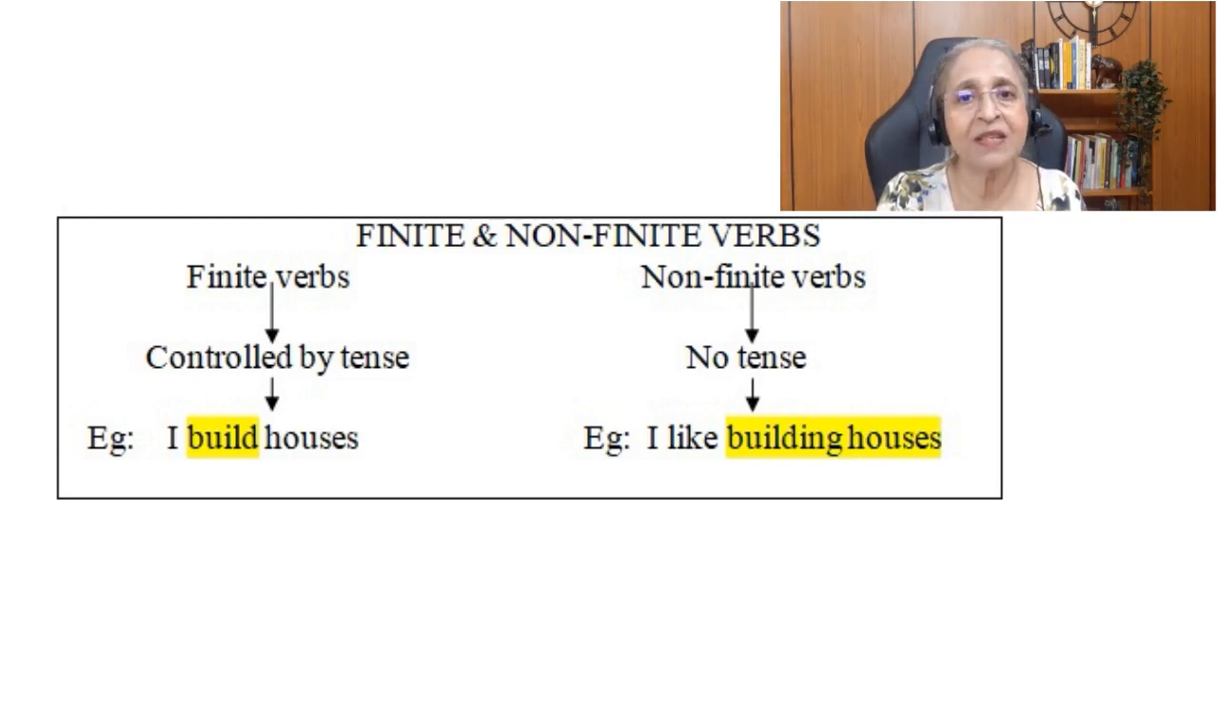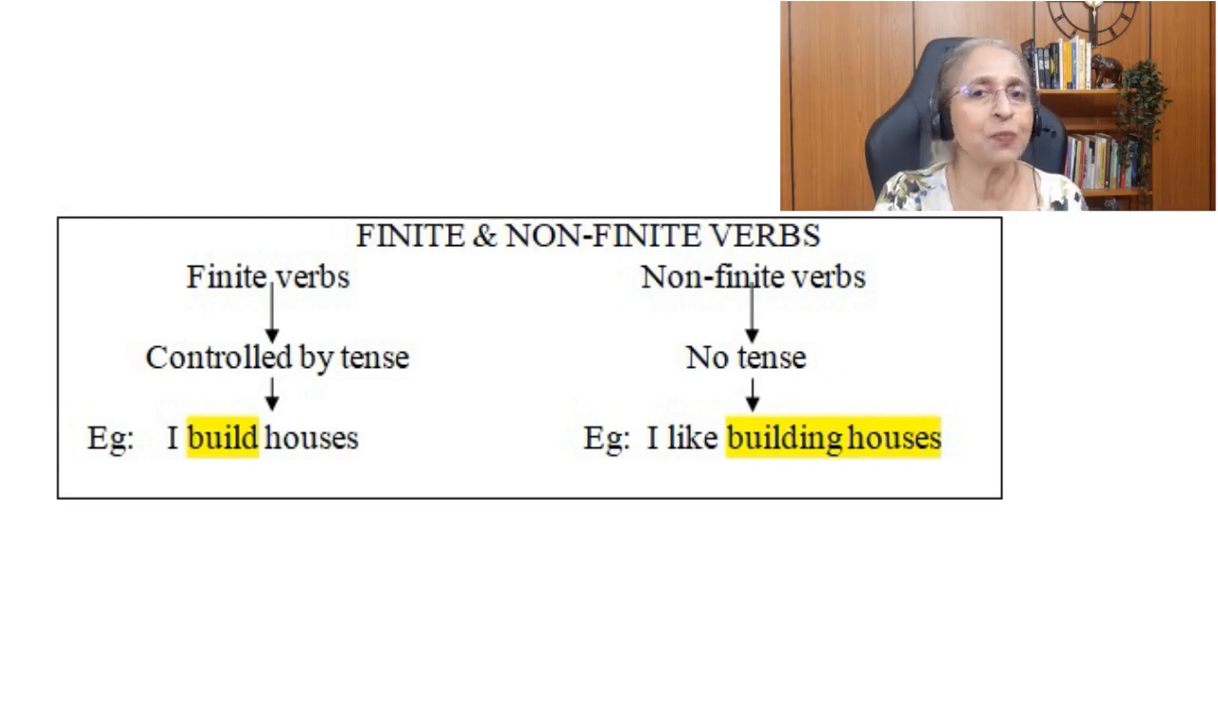I build houses. You have build here in the present tense, and you can change the tense. For instance, you can say, I built houses in the past. So you've changed build to built, past tense. And you can also change it to future. And how do you do that? I will build houses. I'll certainly build them. All right? So that's how you have expressed time using the tense.